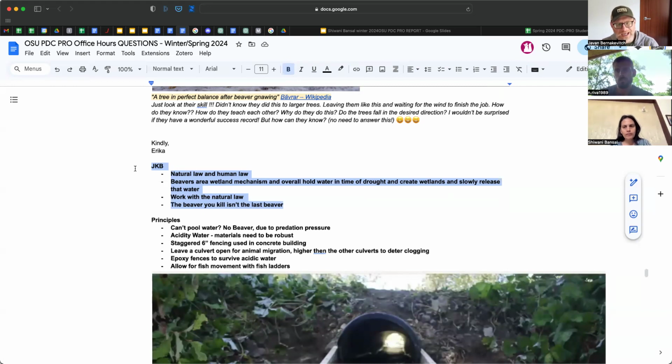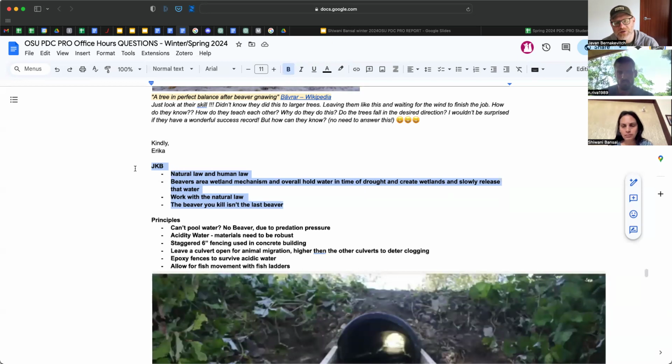So if you can, in any way, shape, or form, work with that natural law, that natural conversation, to ensure that they have value there, and maybe design the space and place around the beavers first, instead of thinking that they're not going to come. The other thing that's important is the beaver you kill isn't the last beaver. So even though you shoot them, they're always going to come back.